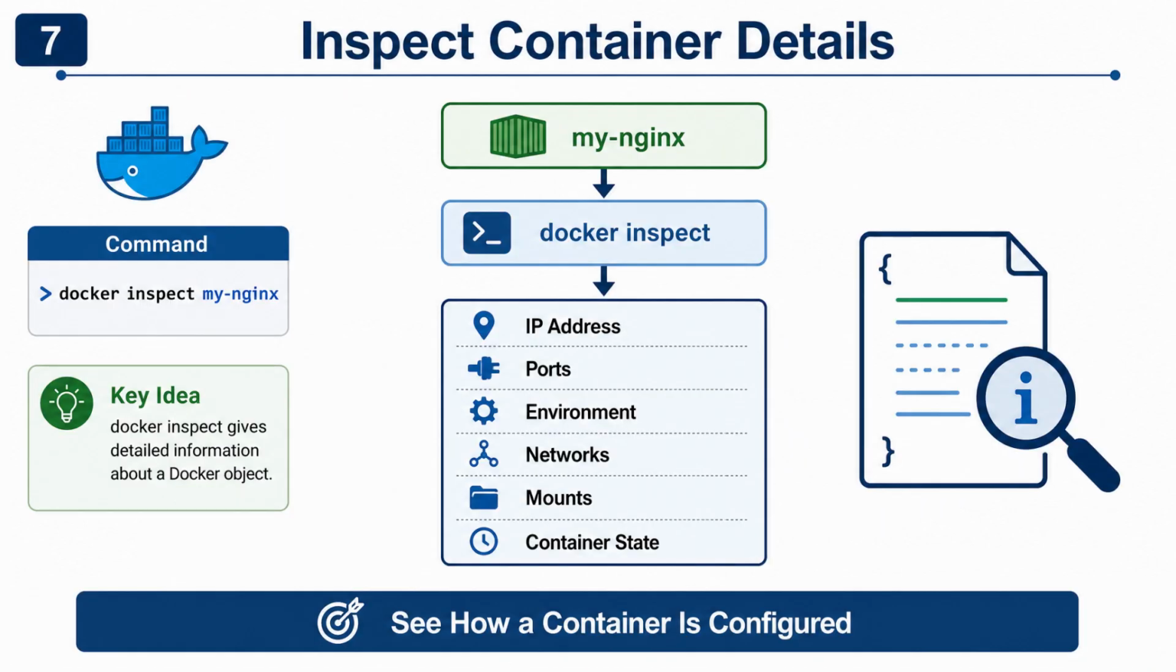The docker inspect command gives us detailed information about a container. It can show the container's IP address, ports, networks, environment variables, mounts, and current state. This is useful when we need to understand exactly how a Docker container has been configured.